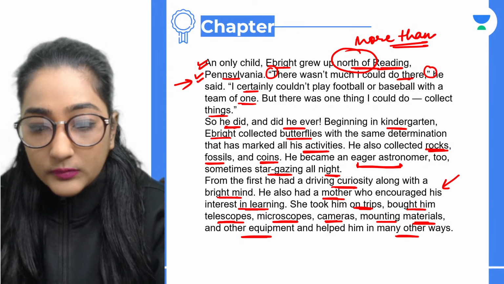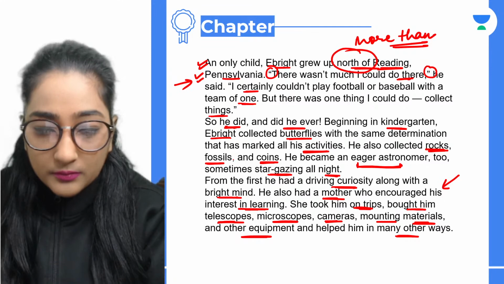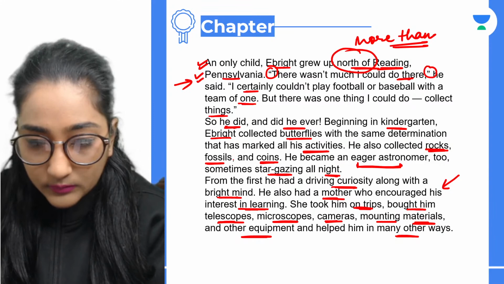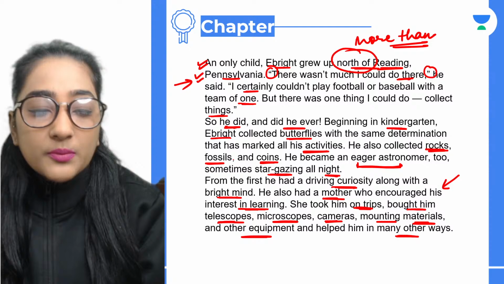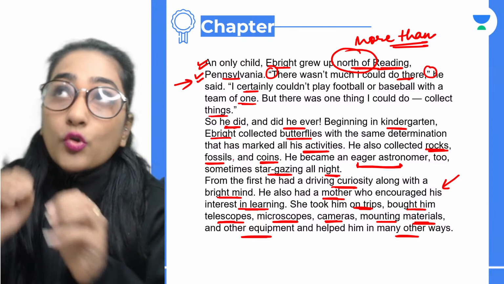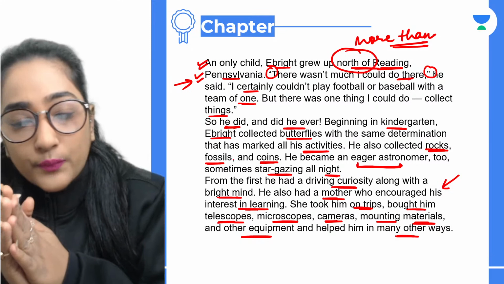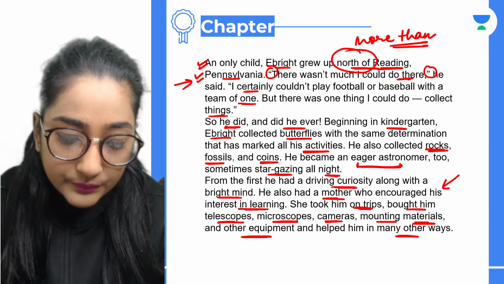Now moving ahead. Mounting material basically refers to the material he needed wherever he went for his research. Anybody, tell me, what do you mean by mounting material before I go ahead? Parul, good afternoon. There are certain things that are needed in order to climb. All those things that were needed to reach a spot and then use the telescope, her mother had given all those things also. She had arranged all the important things that were needed for him to quench his curiosity.